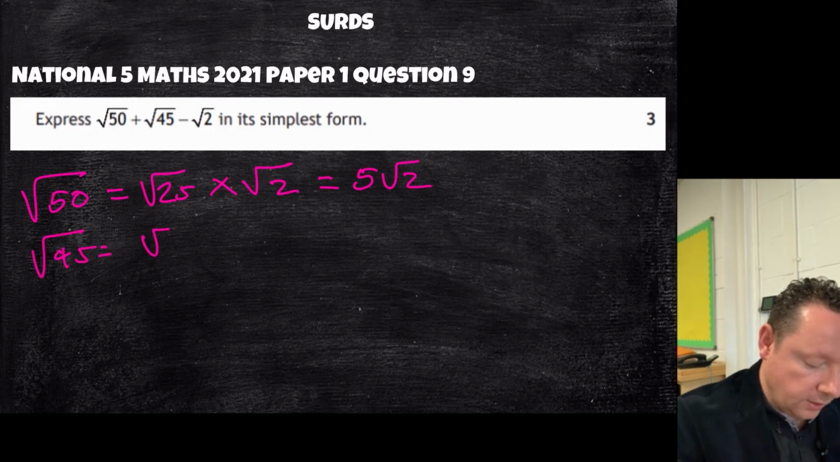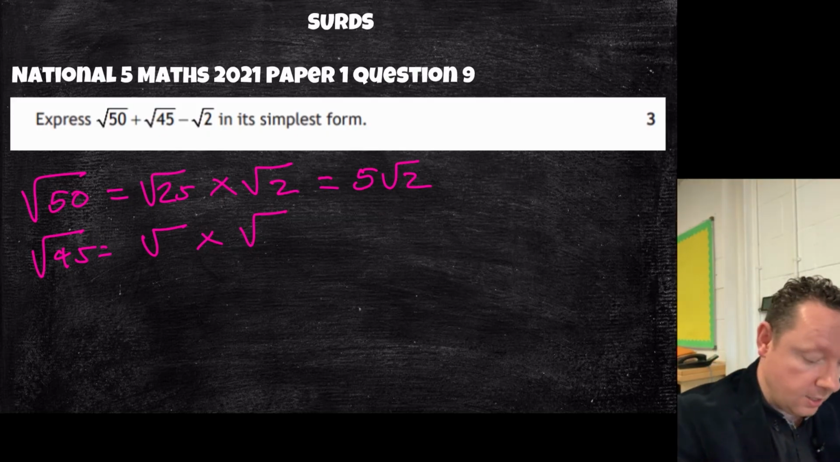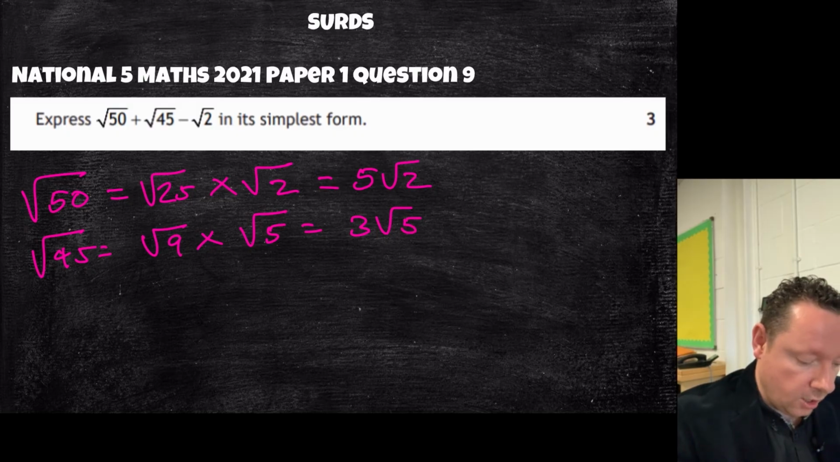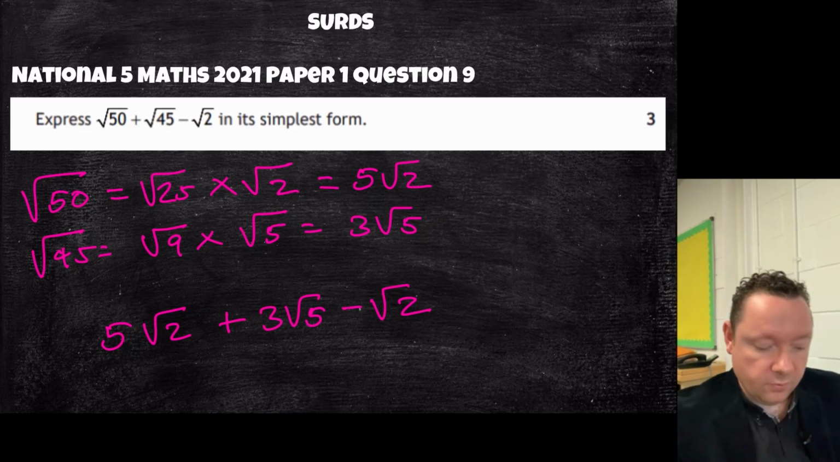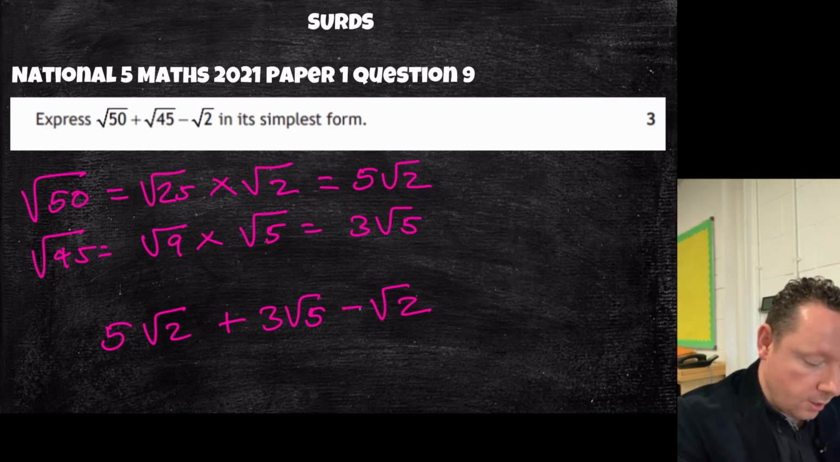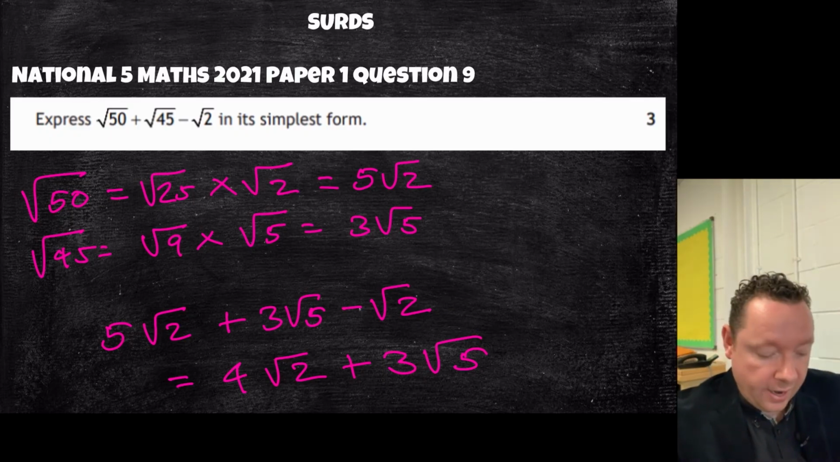Same with root 45. I want two numbers times to make 45, one being a square number. Well, 9 fives is 45. So that's 3 root 5. So our sum becomes root 50 is 5 root 2, plus root 45 is 3 root 5, minus root 2. I can only add up the ones that are the same. 5 root 2 minus 1 root 2 is 4 root 2. So that gives me 4 root 2 plus 3 root 5. Don't be tempted to do anything else because you cannot add unlike surds together.